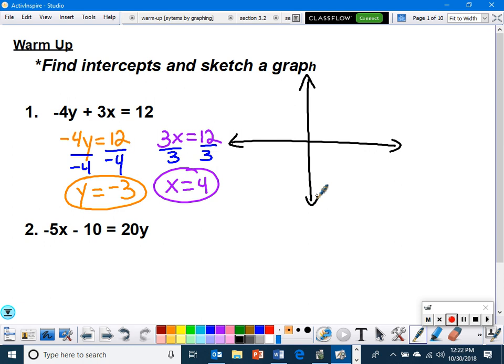All right, so what I'm going to do is put some tick marks on the x and y axis up to 5. Okay, I'm just going to do 5 in all directions. Now I'm going to mark my y-intercept at negative 3. I'm going to mark my x-intercept at 4.